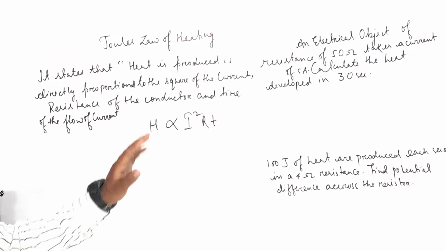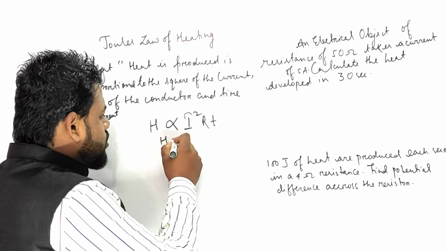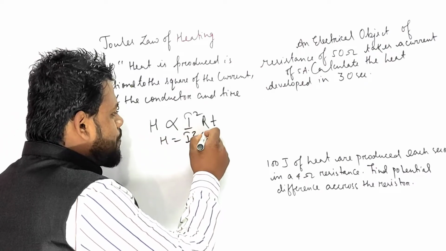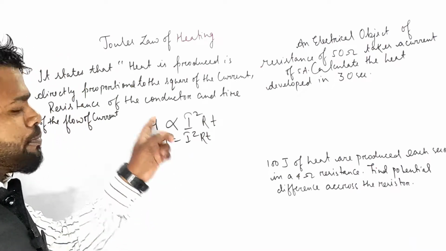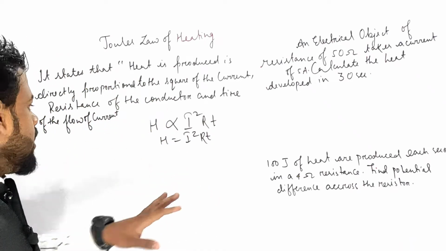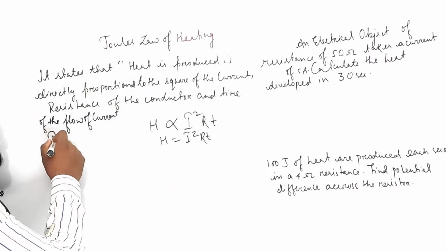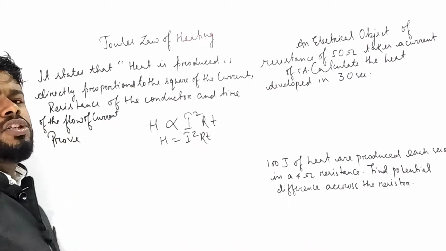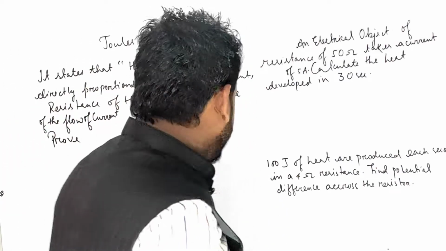Is it clear? Then let us write: H equals I square R T. Here proportionality becomes an equality with a constant. Now let us prove this. How is it possible? Prove it also, as it comes as a 2 marker question in the board examination.